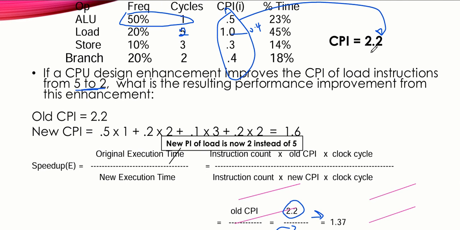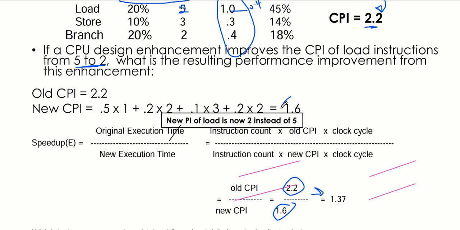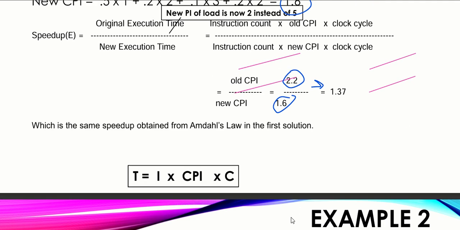Now remember, the 2.2 is the old CPI. For the new CPI, if you sum 0.5 with 0.4 with 0.3 and the other 0.4, I think you get 1.6. And that's what will give you the new CPI, which is the same as what you got from the original question. It's actually the same.